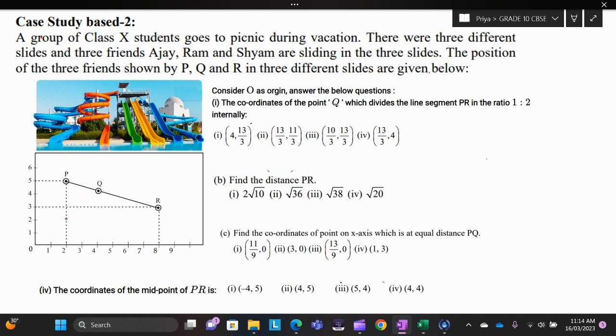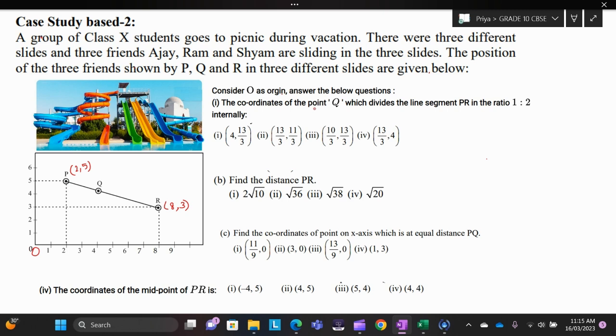Okay, so first I need to find the coordinates of P, which they have already marked with a dotted line, that is 2 comma 5. So always you have to represent coordinates using x comma y, and for R, x is 8 and y is 3. So 8 comma 3 is the coordinate of R. Now come to the question. Consider O as the origin.